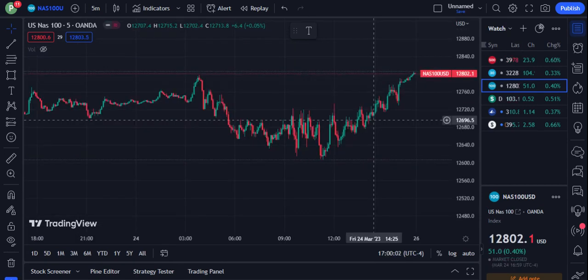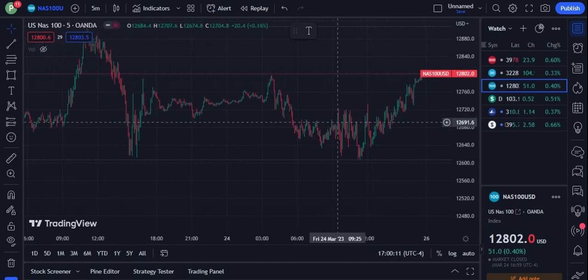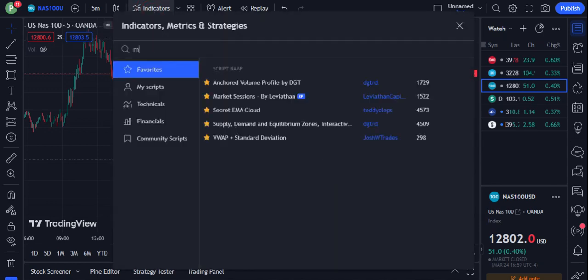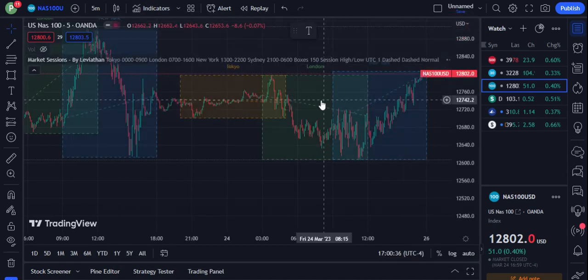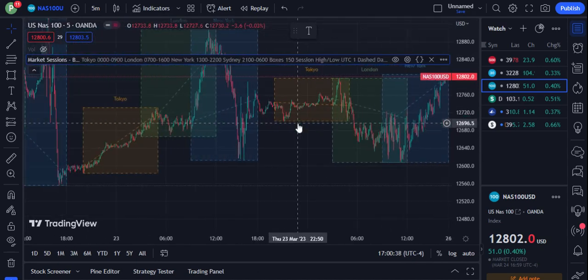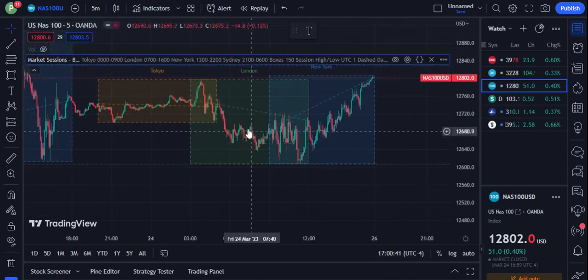So first, if you watch price action very rigorously, you'll notice a few things. Firstly, time has a huge confluence to price. Time is super important for reading price. So if you want to determine where price is going to go in the day, you first need to look at the time. What I like to do is go to Indicators, Market Sessions by Leviathan. Click that, wait for it to open. There you go. I'm looking at the futures, obviously, NASDAQ right now.